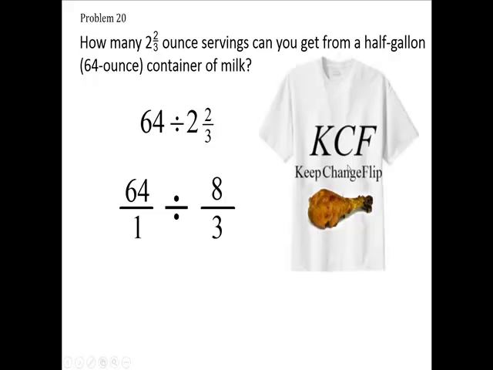And then we use our Kentucky Fried Chicken, which is really not Kentucky Fried Chicken, it's Kentucky Chicken Fried. Keep the first fraction, change this from division to multiplication, and flip the second fraction. So what do we do? K, keep it. C, change it. F, flip this one. So now we have a multiplication problem.